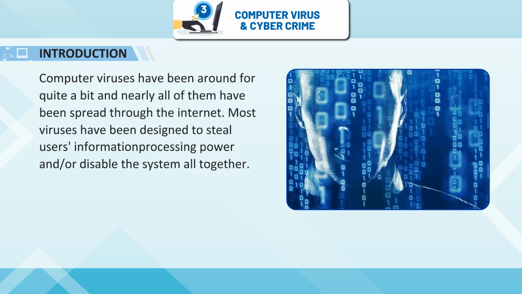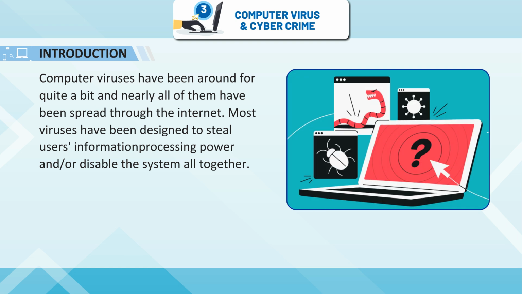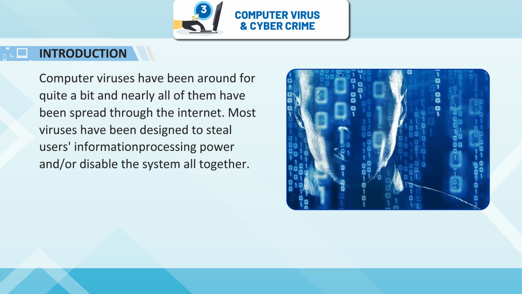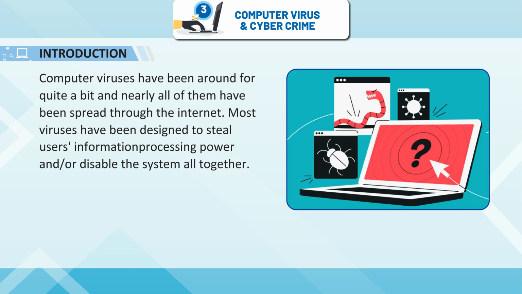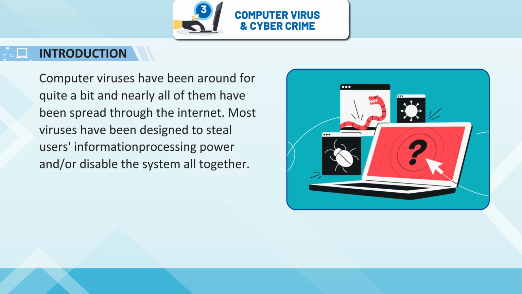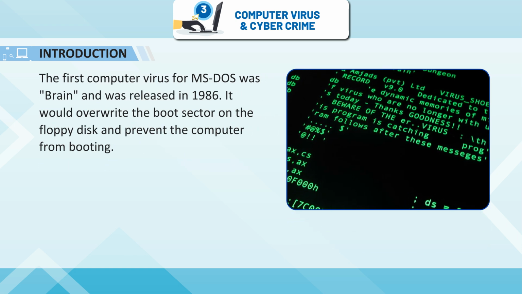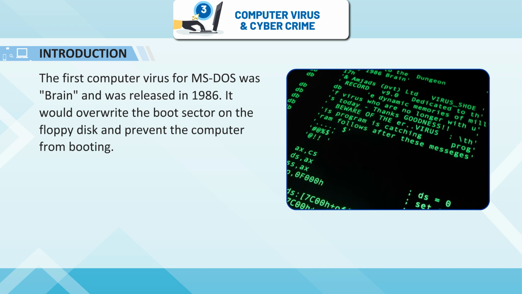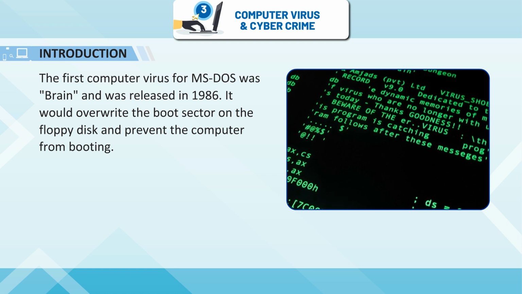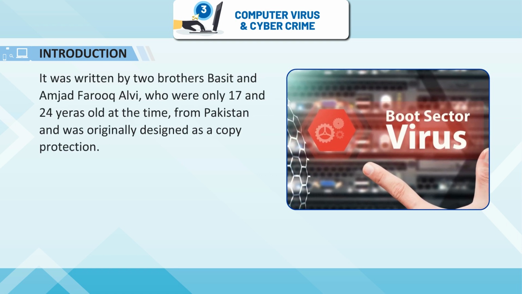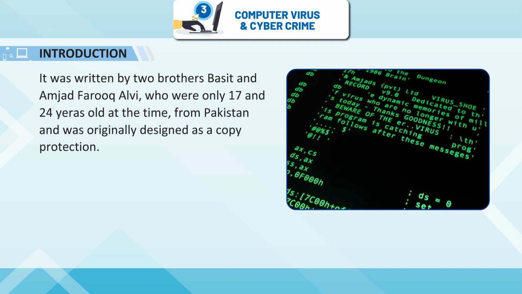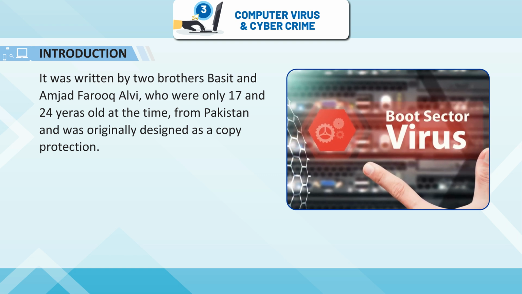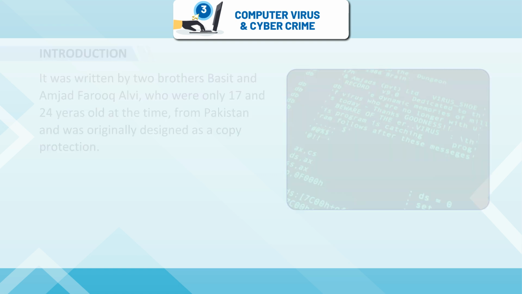Introduction. Computer viruses have been around for quite a bit and nearly all of them have been spread through the internet. Most viruses have been designed to steal users' information, processing power, and or disable the system altogether. The first computer virus for MS-DOS was Brain and was released in 1986. It would override the boot sector on the floppy disk and prevent the computer from booting. It was written by two brothers, Basit and Amjad Farooq Alvi, who were only 17 and 24 years old at the time, from Pakistan, and was originally designed as a copy protection.